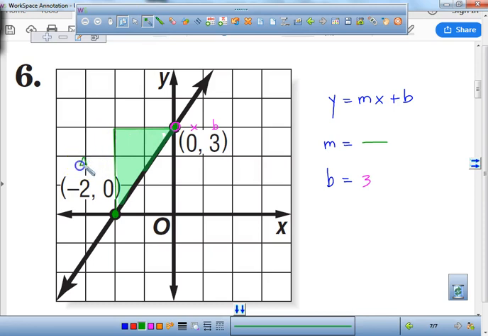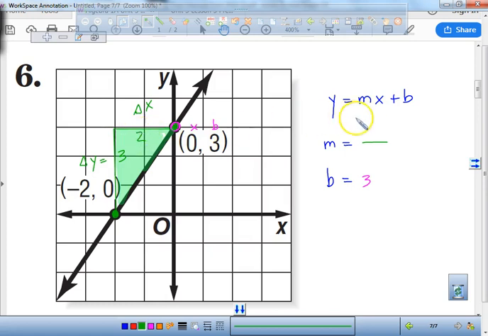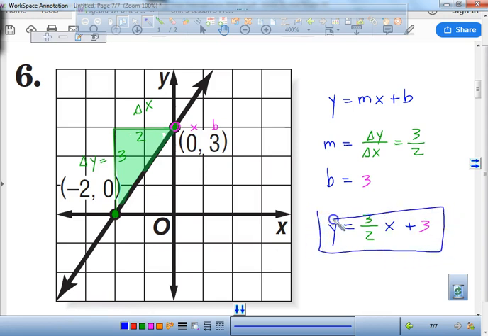This right here, this is my change in y. This is my change in x. How much does it go up? 3. So it goes up 3. How much does it go over? So my rise, my change in y, was equal to 3. My change in x was equal to 2. So therefore my final answer is y equals, what's my slope? 3 over 2 X plus 3. You got it. 3 halves. Good job, Carly. High five. All right. Now, 3 halves is correct.